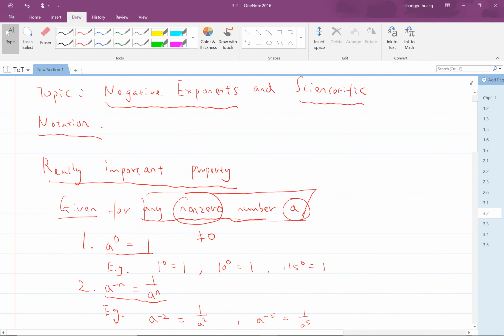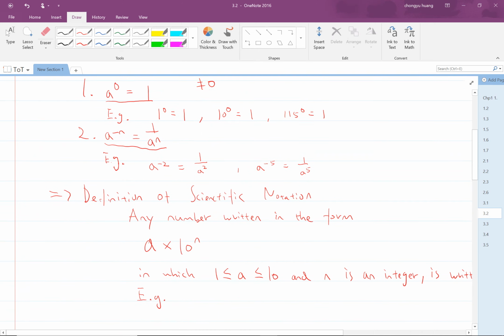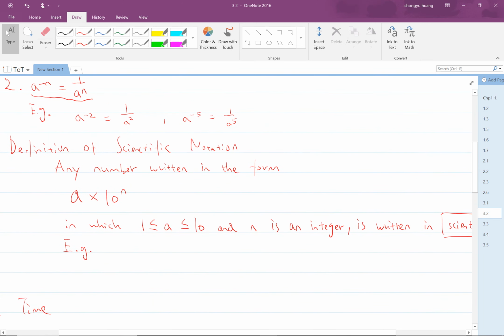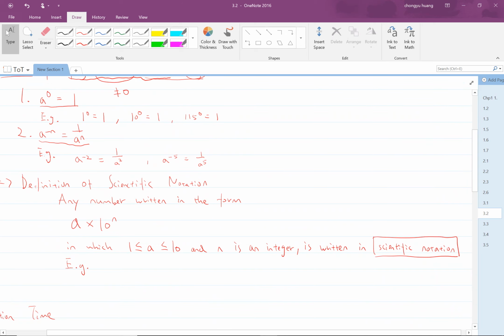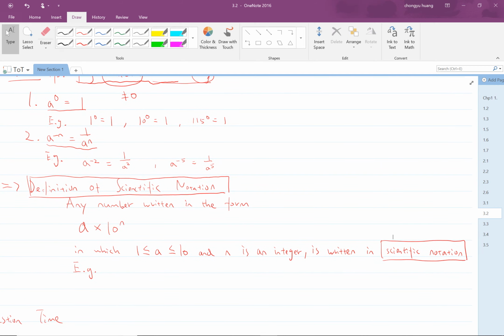Now let's move to scientific notation. What is the definition of scientific notation? Scientific notation is quite important, so what we're going to talk about right now is the definition of scientific notation.